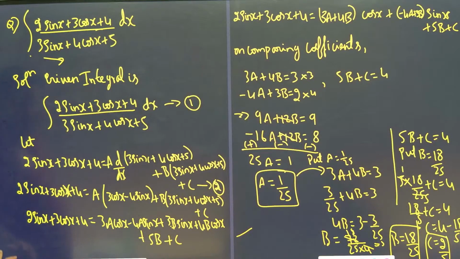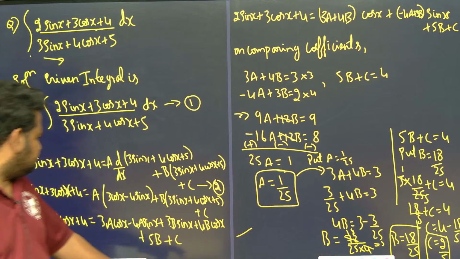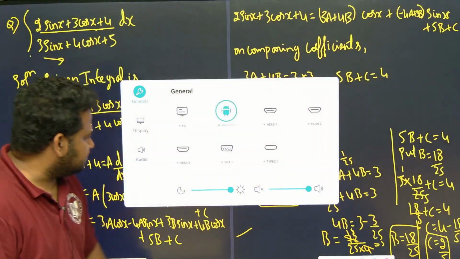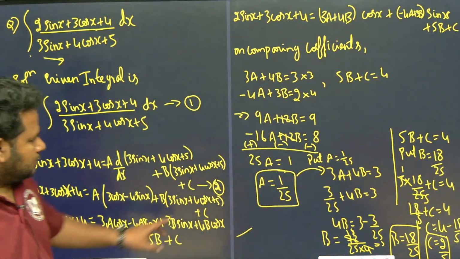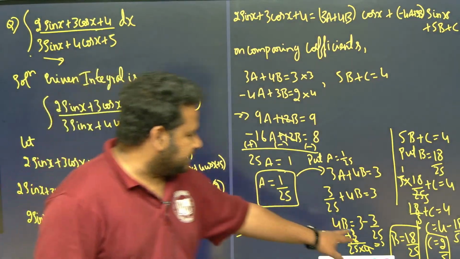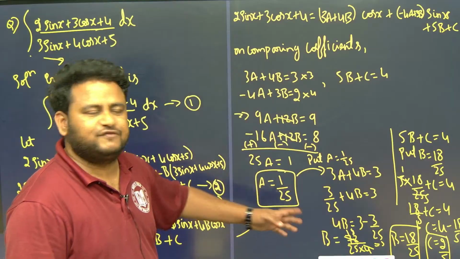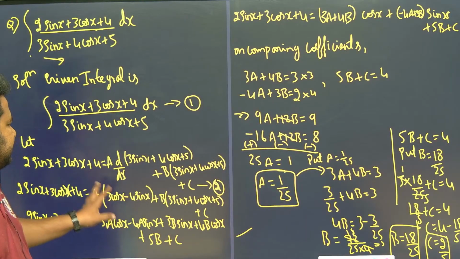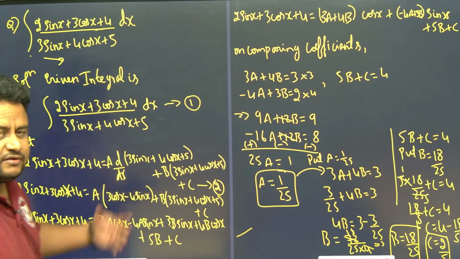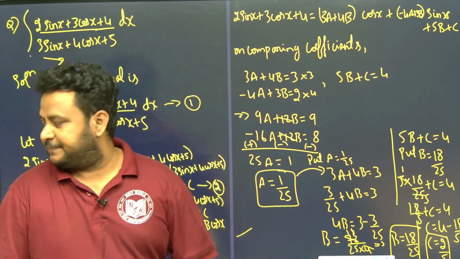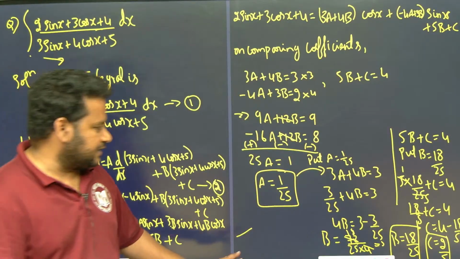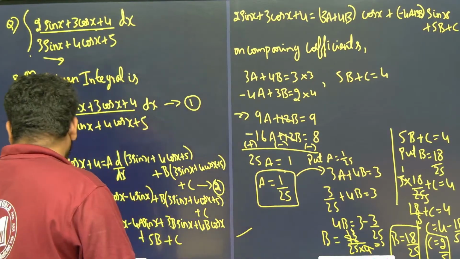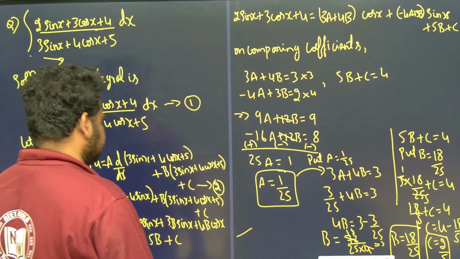Now what will happen? If I talk about this, this is what we will get. So a, b and c we got it. We just have to put the value of a, b and c in equation 2, then we have to just integrate, based on the formula that we have to apply. Now let us go to the next step.